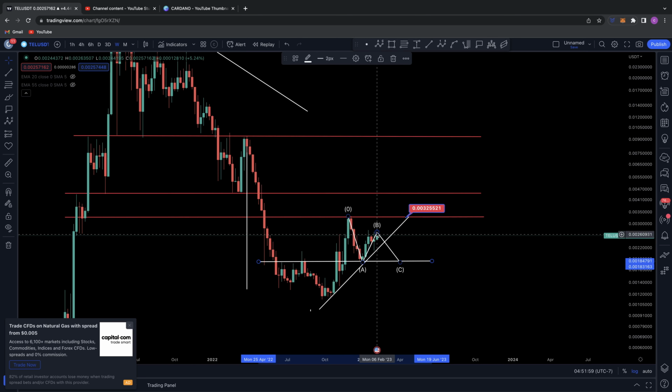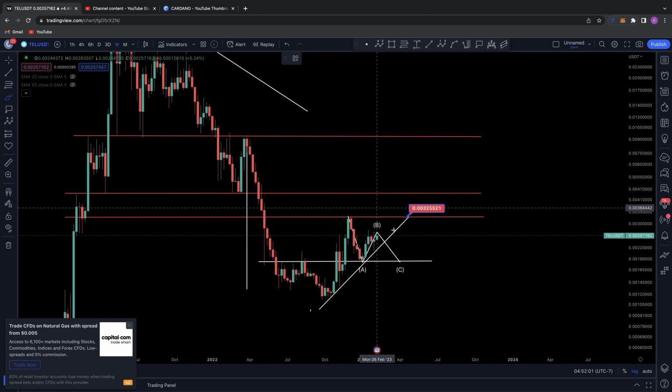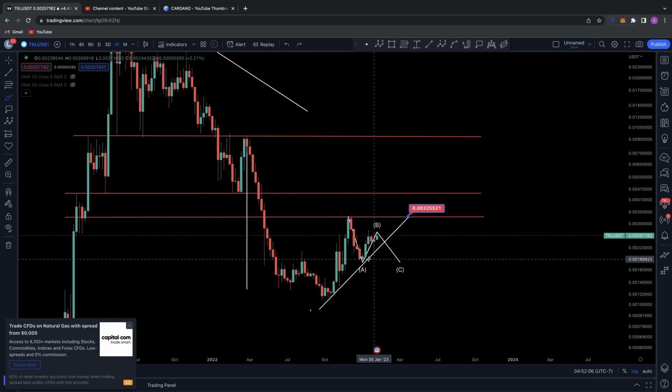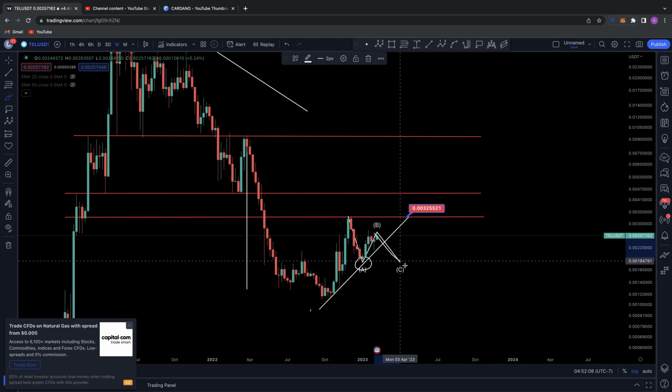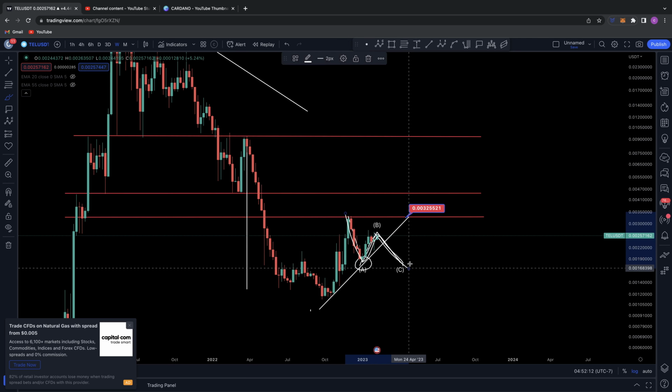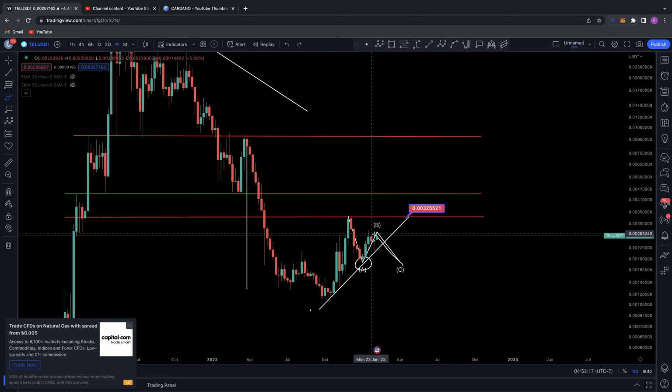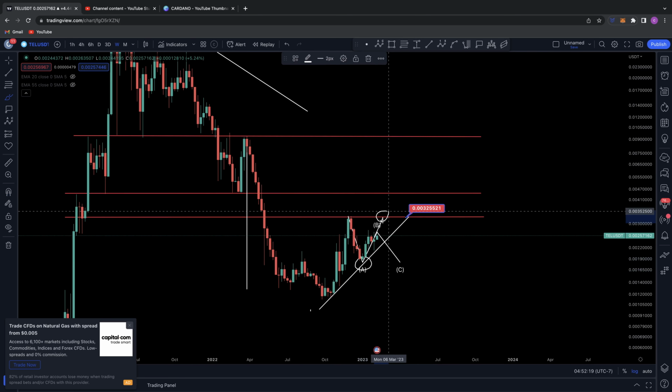Instead, we've got an A, a B, and if you lose this neckline, and you lose this line of support here for TEL, it could be quite negative, and you could be looking to retrace back down to where you actually started to form this last impulsive move, again, which would be an A, a B, and a C. So where could we be looking for that C wave to end if we do create a B wave here and fail to reach this target?